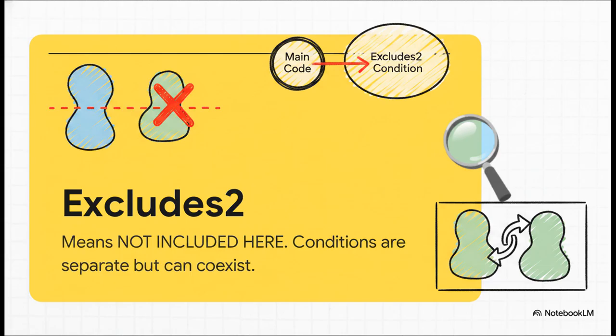To really understand how to apply the rule, we've got to master the core definition first. An Excludes2 note simply means not included here. What the coding system is trying to tell you is that the condition listed in the Excludes2 note is not chemically, biologically, or procedurally part of the condition represented by the main code you're currently looking at. They are entirely separate entities. Independent, but, and this is absolutely crucial, they can coexist in the same patient at the exact same time. Having one of these conditions does not magically prevent the patient from having the other one too.